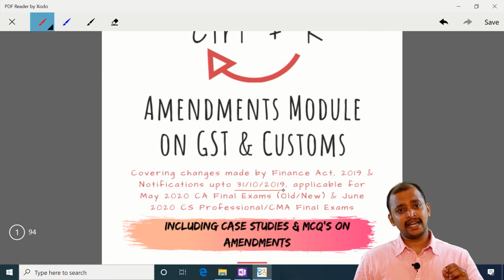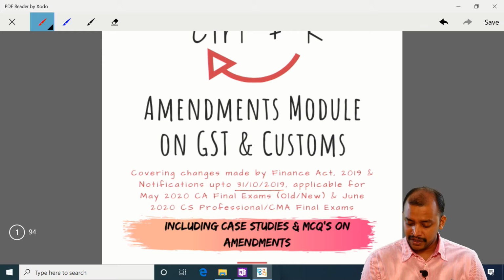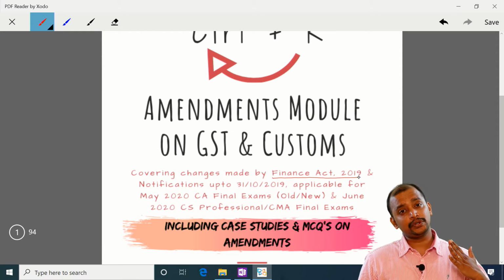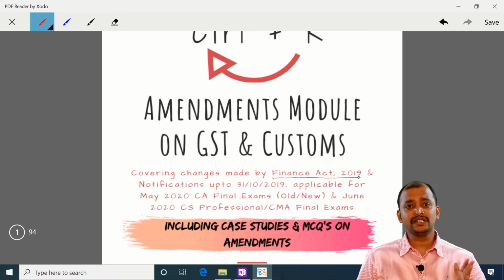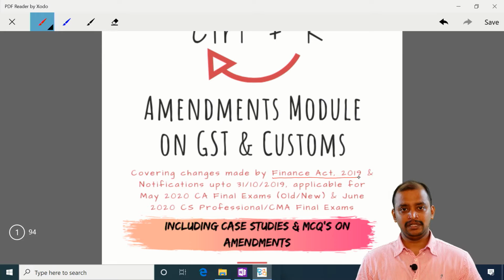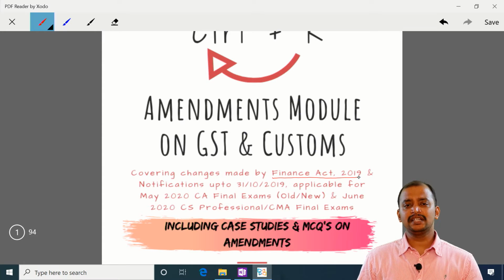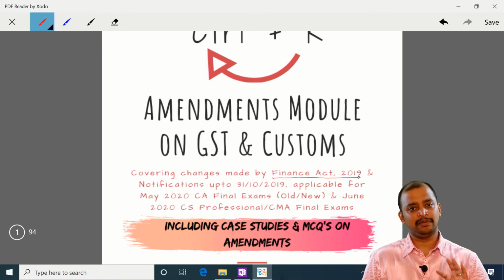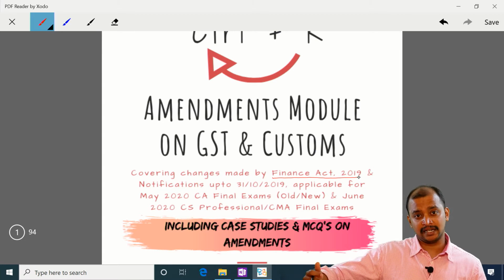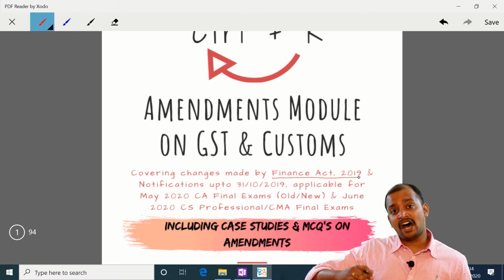However, Finance Act 2019, even though it was enacted before 31/10/2019, the changes made by the Finance Act 2019 are not applicable for your May 20 exam, except one particular change, that is in the refunds chapter or refund segment. Because even though the Act was enacted before this date, the effective date of those amendments made by Finance Act 2019 is after this date.